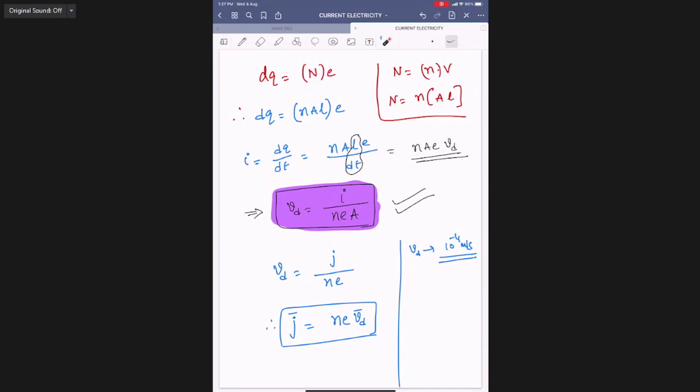Then what is this J? J is called current density, which is current per unit area. So in terms of J, this is the expression: simply I by A replaced with J. Got it?